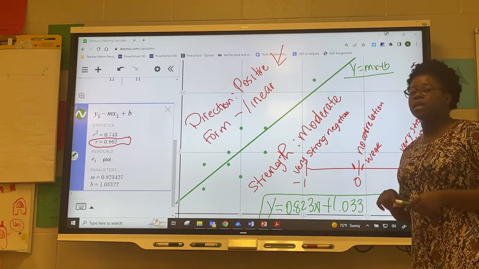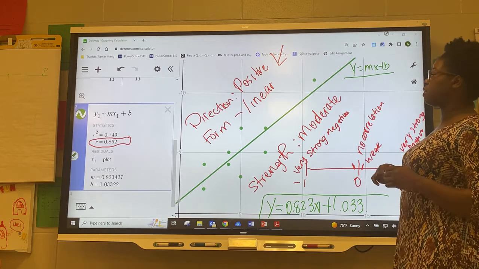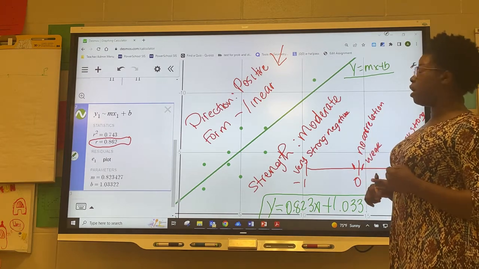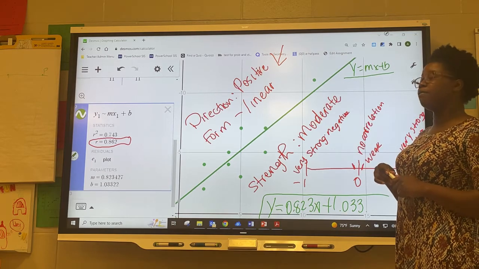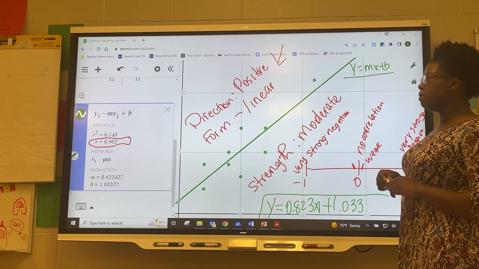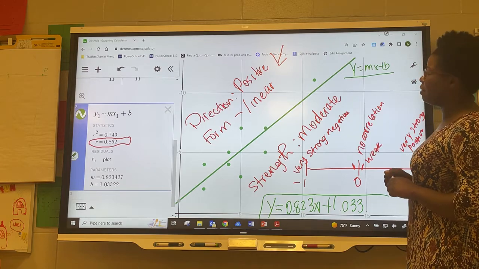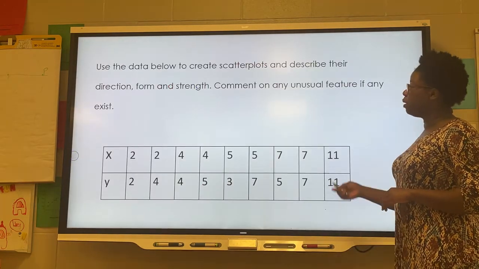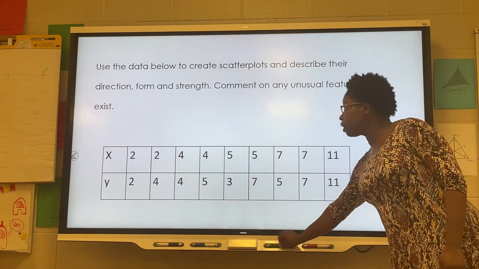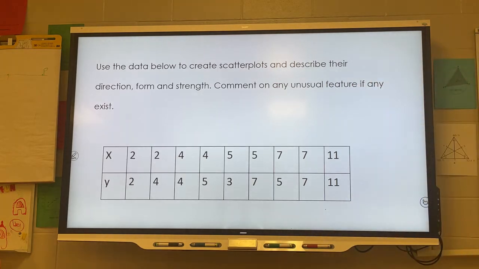So when you're given a scatter plot to draw, ensure you can describe the direction, the form, the strength, and tell the correlation coefficient value, and tell what this means. And that's basically how you go about drawing a scatter plot and describing the direction, the form, the strength, oh, I missed one thing, and any other unusual feature.